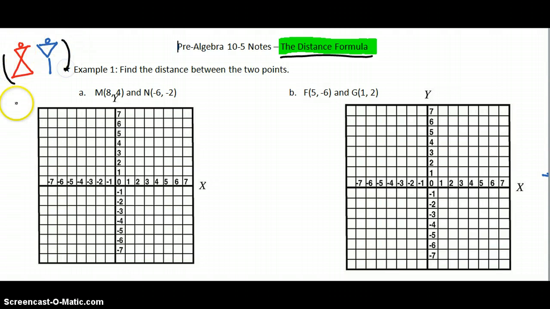Back at the beginning of pre-algebra, I gave you this little mnemonic. It's a little lady and a gentleman, where we always said ladies come first when we are graphing our x and y coordinates of a point.